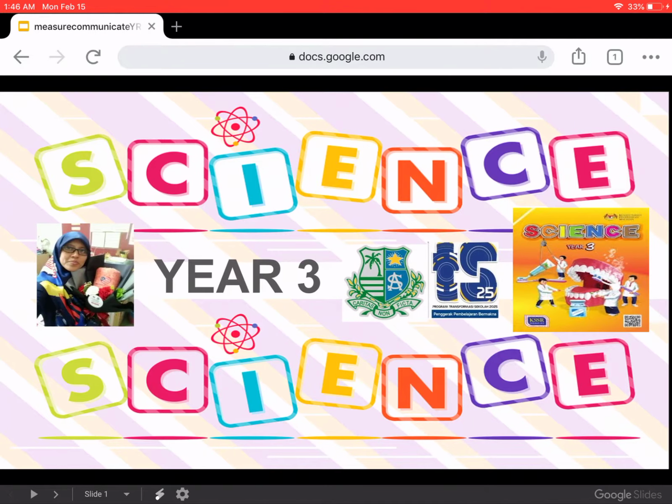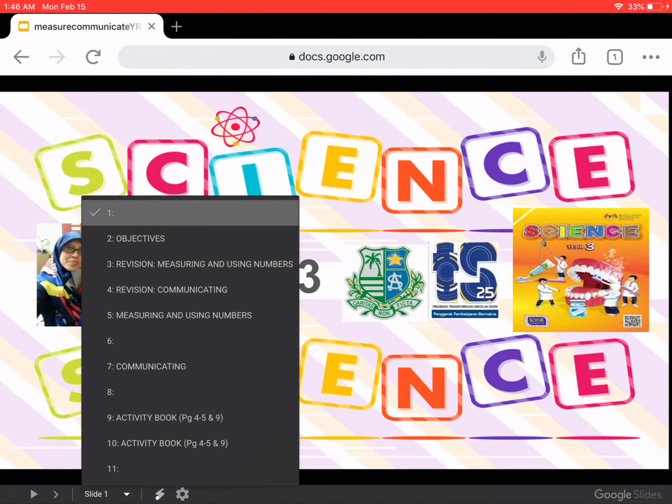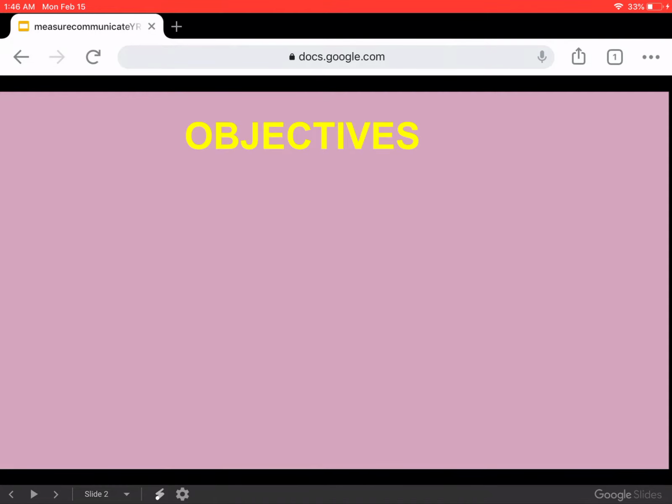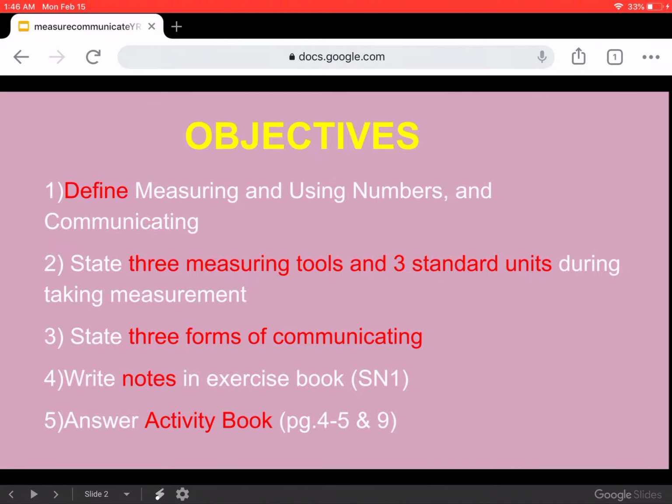Now let's start the lesson. What are the objectives for today? You have to know how to give the definition of two science process skills. We are going to continue our scientific skills about measuring and using numbers and also communicating. And then you have to state 3 measuring tools and 3 standard units used when taking the measurement. And then you have to state 3 forms of communicating.